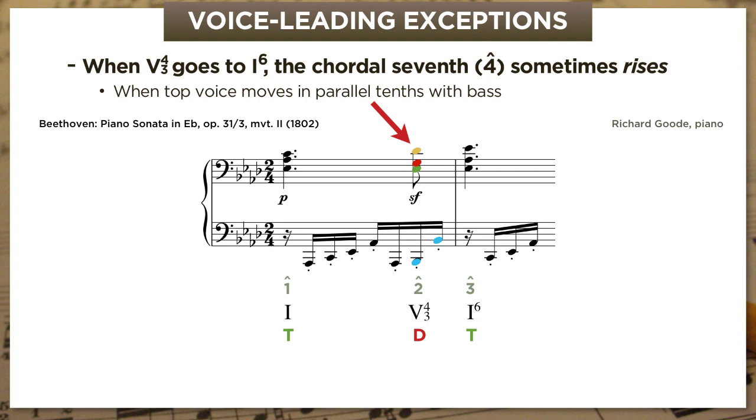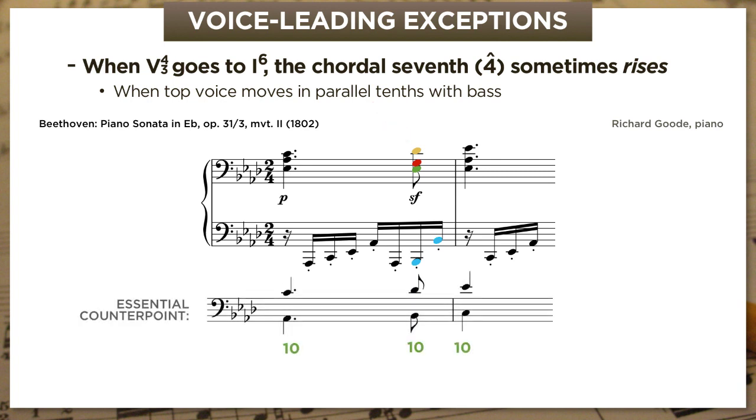The reason that Beethoven's able to get away with this, the reason why he's able to break this rule, is it actually has to do with the outer voice counterpoint. If we simplify the counterpoint here, we can see really clearly a set of rising tenths. And the linear logic, the sweep of those rising tenths just overrides the need of that chordal 7th to resolve down. It's not super common, but it does happen.